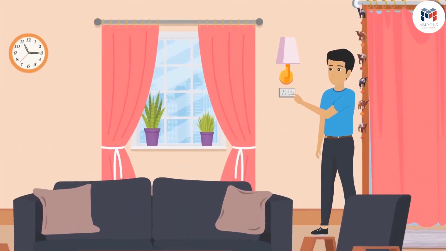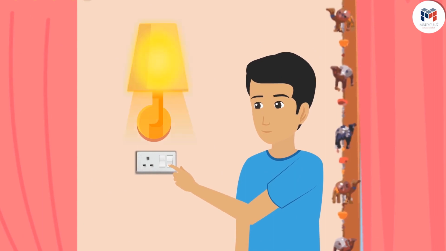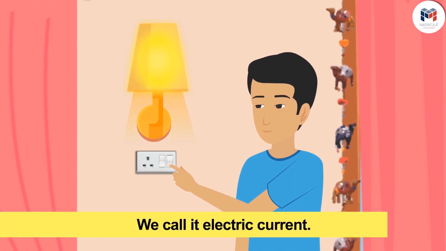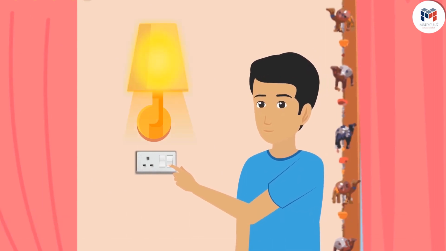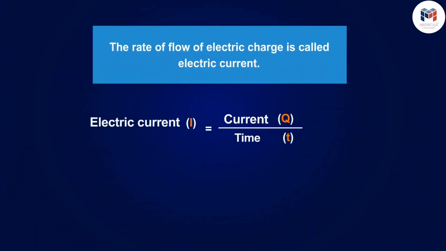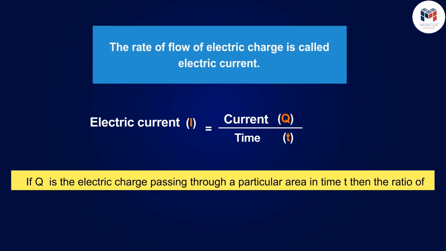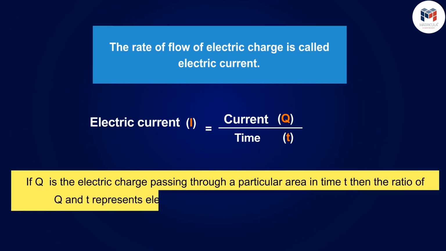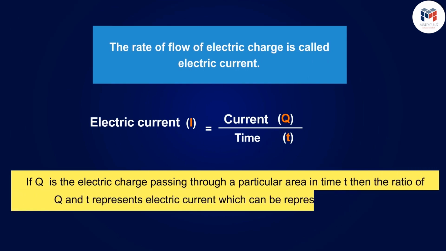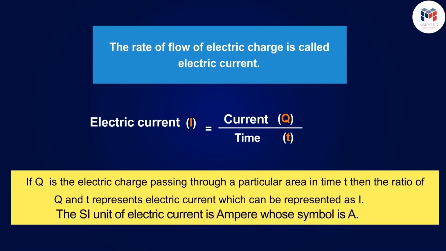If everything that flows has current, what will they call the current that glows the bulb when you put on the switch? We call it electric current. The rate of flow of electric charge is called electric current. If Q is the electric charge passing through a particular area in time t, then the ratio of Q and t represents electric current, which can be represented as I. The SI unit of electric current is ampere, whose symbol is A.